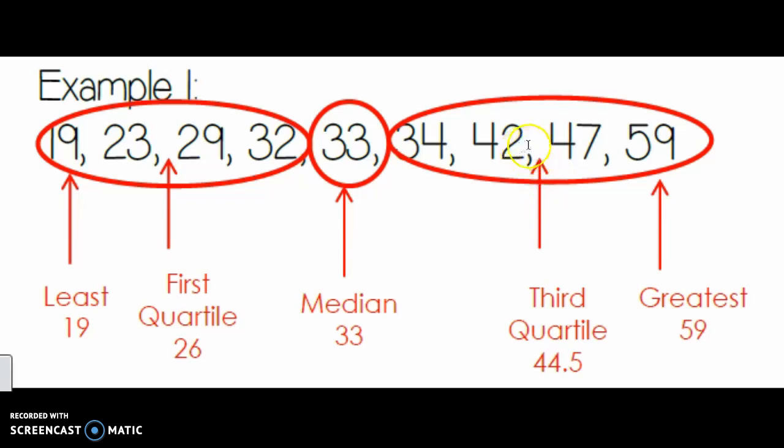We take 42 and 47 and we add them together. And we would get 89. Half of 89 is 44.5. So please make sure you've labeled all of these. Now I'm going to scroll over to the right so we can make the box and whisker plot.